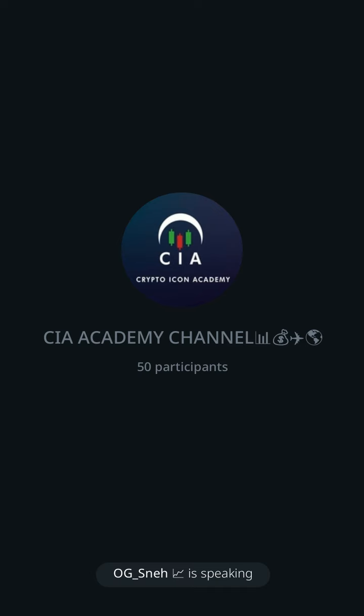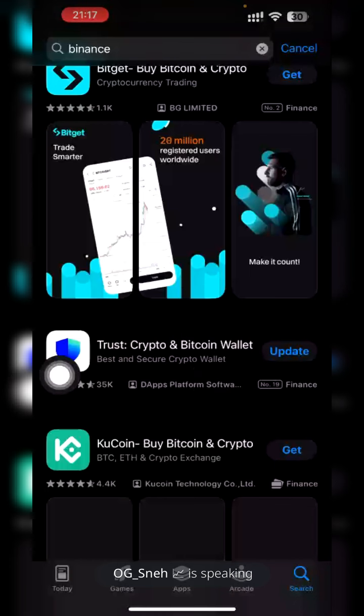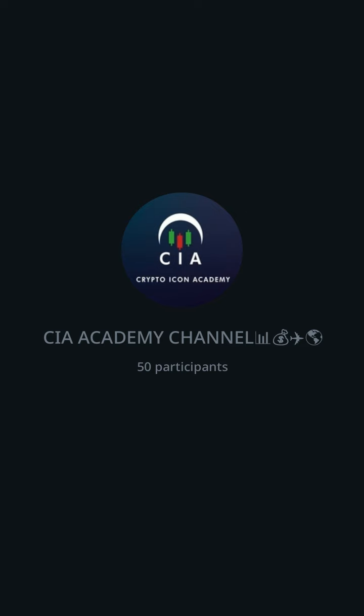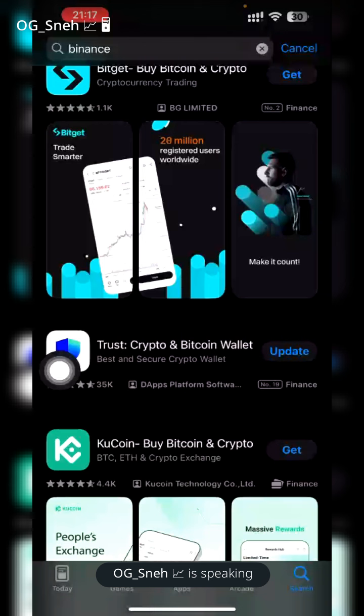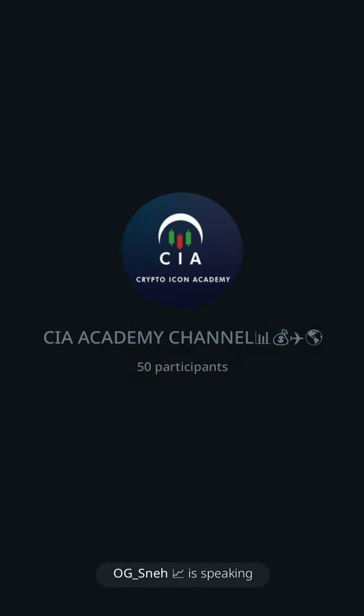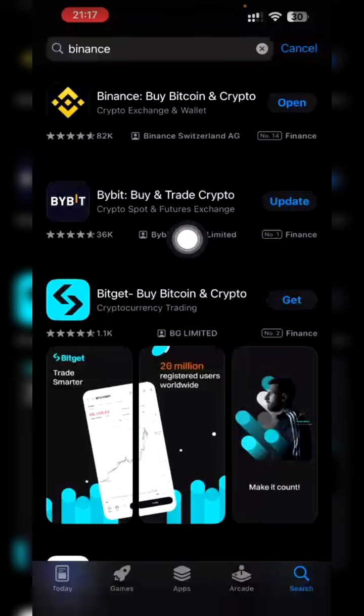This one is like a wallet. You cannot buy or sell inside your purse. This one is just a wallet. You cannot trade on Trust Wallet. Anything called wallets, you cannot trade there. But exchanges such as BitGet, Bybit, Binance, you can actually trade there. For crypto traders, do you understand?